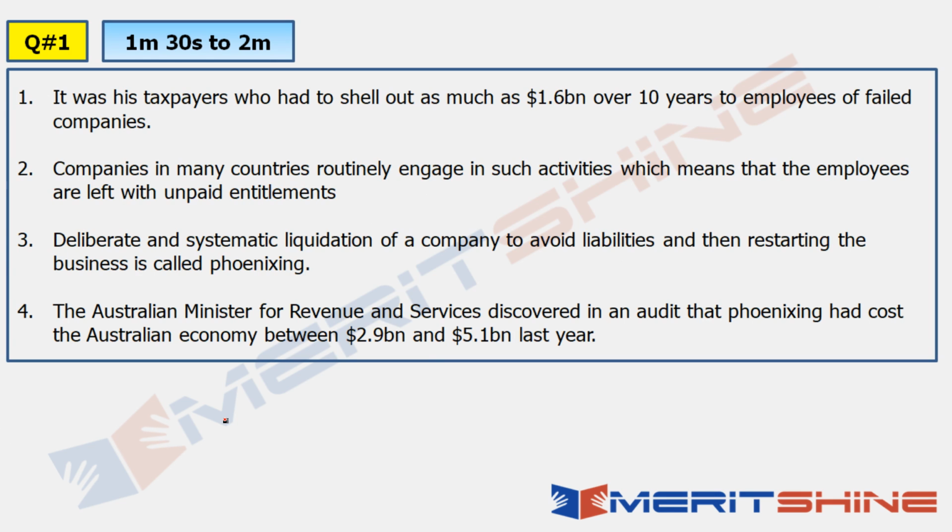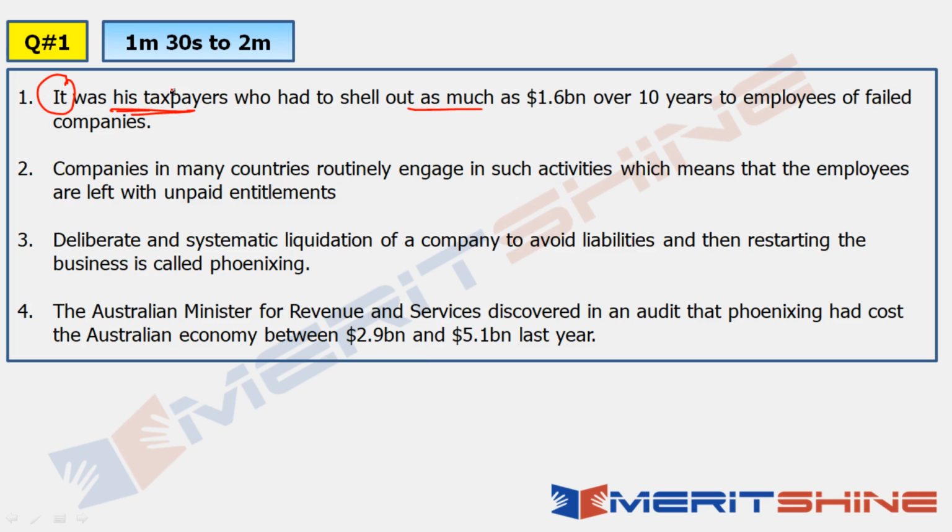Done? Okay, let us see. Let us see how we will solve this question. We will come to the answer later on. Let us look at the process, because once you get the answer, your mind starts working in that way. So, let us solve it and arrive at that solution, okay. Now, the first sentence, obviously you will have to read from the first till fourth. It was his taxpayers who had to shell out as much as this much to employees of failed companies.